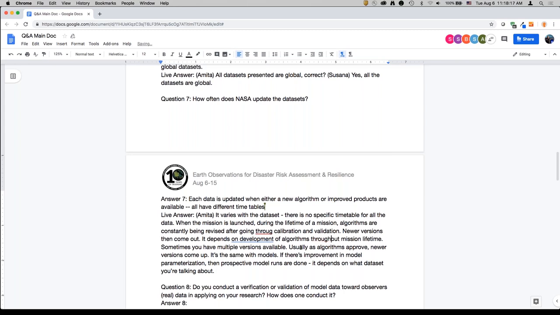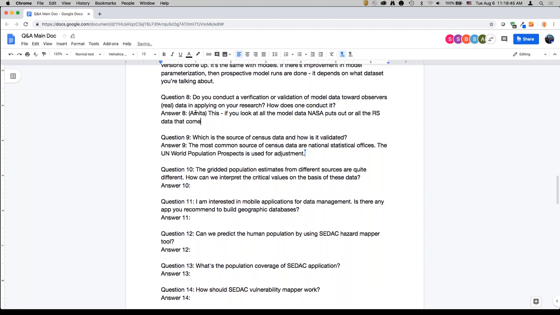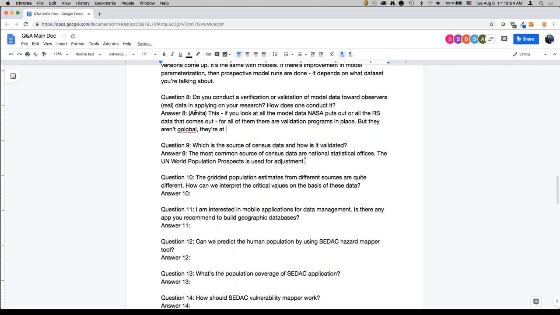So question eight, it actually is very important. It keeps coming. We get this question: do you conduct a verification or validation of model data toward observations to apply on your research? How does one conduct it? If you look at all the model data that NASA puts out or remote sensing based satellite data that come out, for all of them, there are validation programs in place, but they're not global. They are at selected places where there are detailed in situ observations available, and that is how these models and remote sensing data are validated.